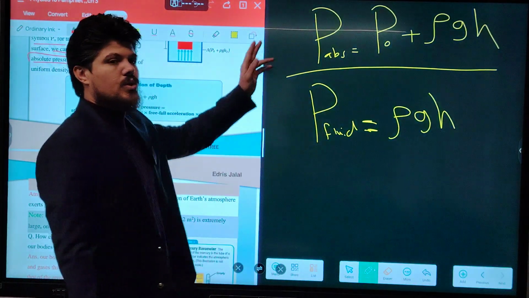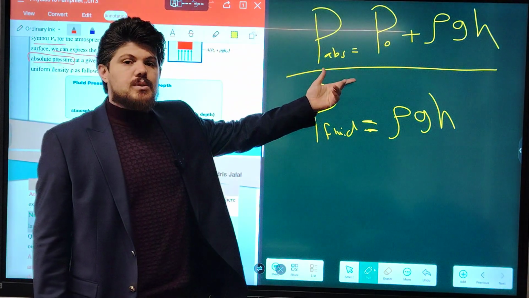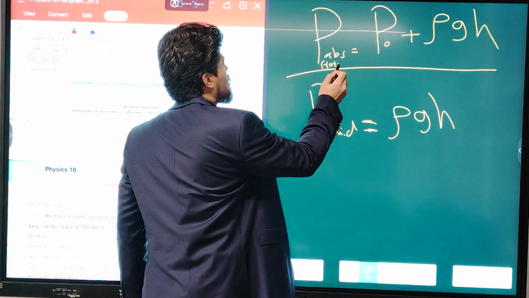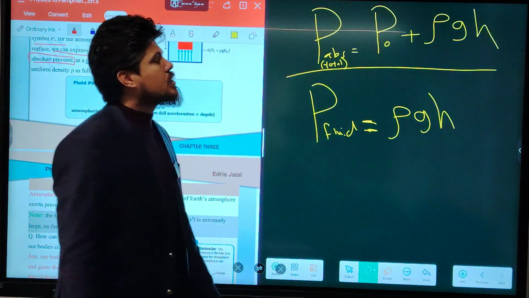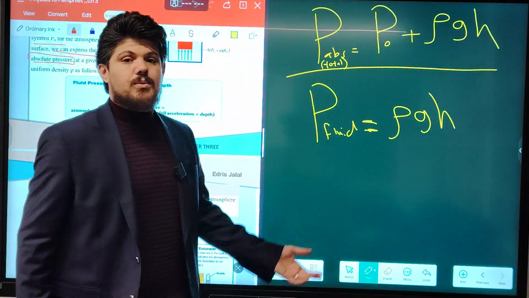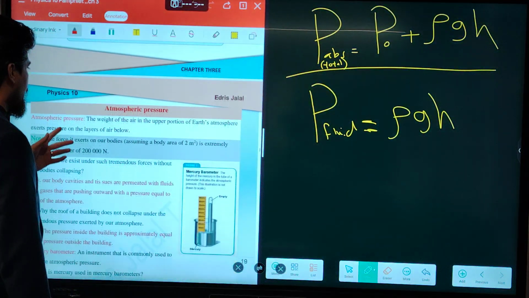What is the difference between these two equations? The first equation can be used to determine the absolute pressure, which means total pressure: P naught plus rho g h. But fluid pressure can be used to determine the pressure of the fluid only, which is equal to rho g h, density, gravity, and height.